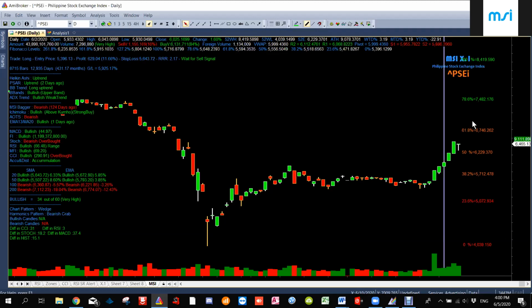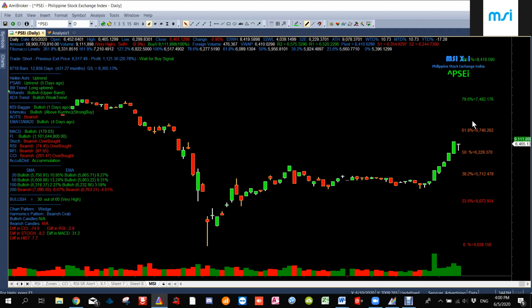Okay. Then we have the MACD. MACD is actually a lagging indicator. Okay? Ibig sabihin, nahuhuli siya. So, ibig sabihin, meron ng movement ang price bago pa nagkaroon ng signal si MACD na mag-buy. So, MACD is one of the powerful indicators or one of the popular indicators na ginagamit ng mga traders.